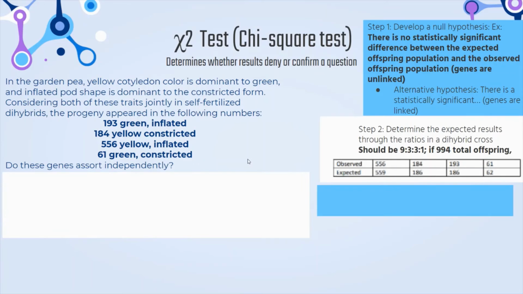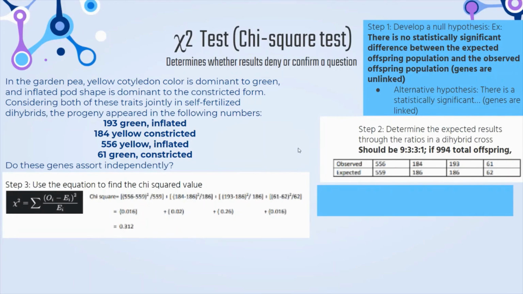The next step is to determine the expected results through a ratio in the dihybrid cross. Because of the 9 to 3 to 3 to 1 ratio, when we cross two heterozygous plants, there should be 994 total offspring, and we are able to find the observed and expected. The observed is what we had in the question, and the expected is found by multiplying the percentage by the total number of plants.